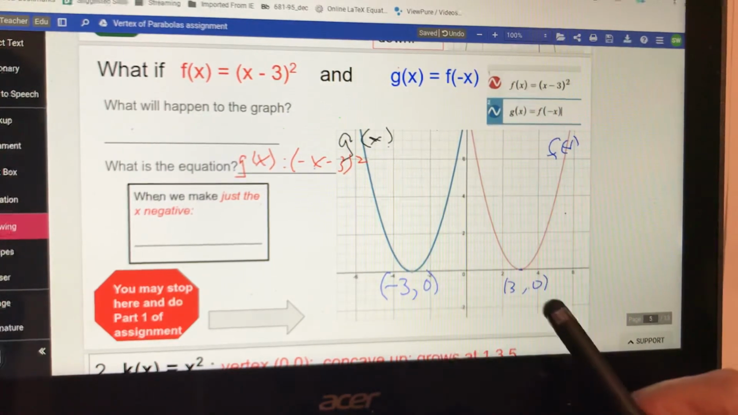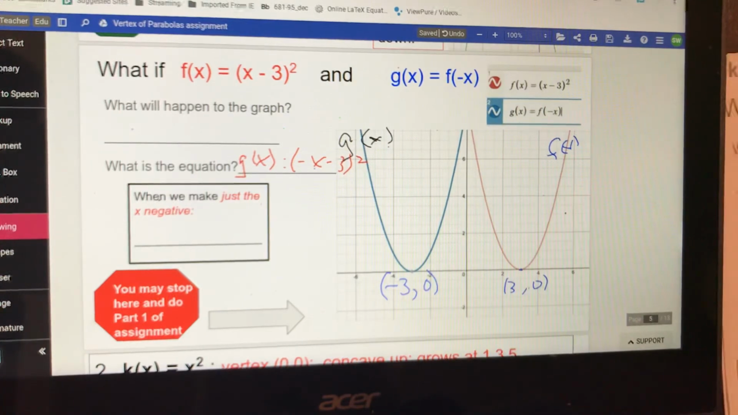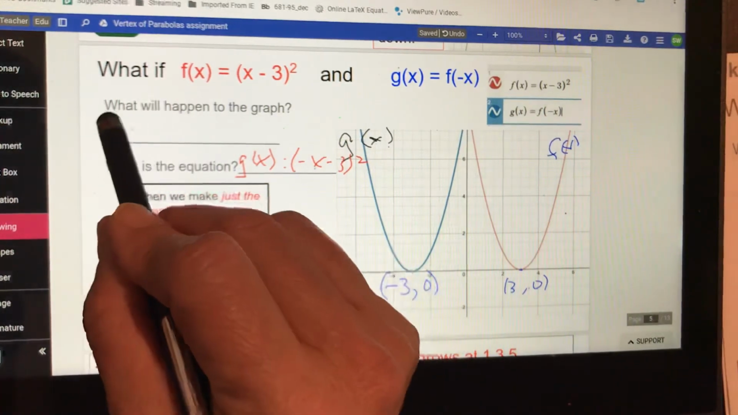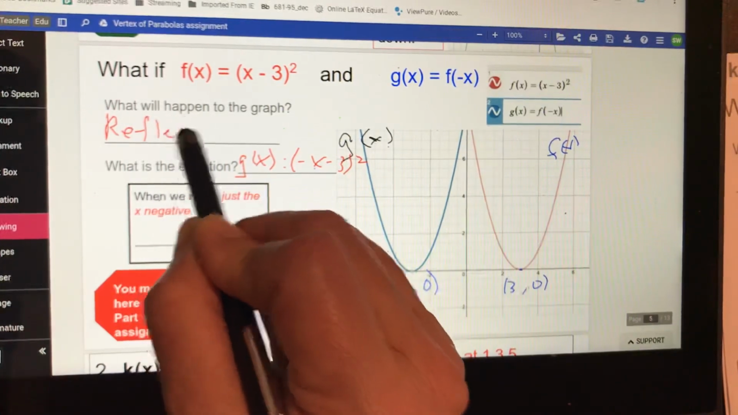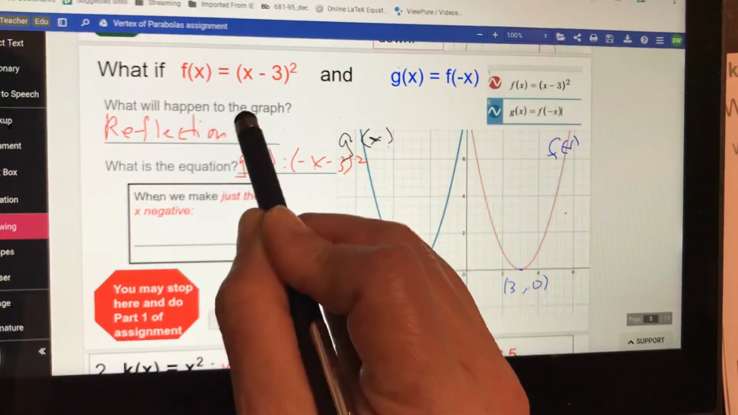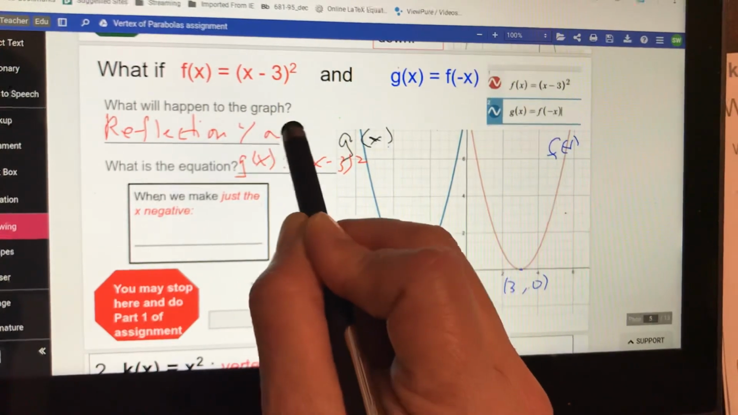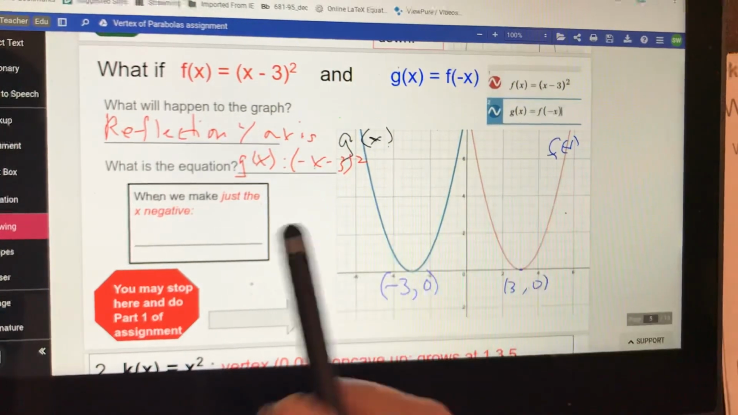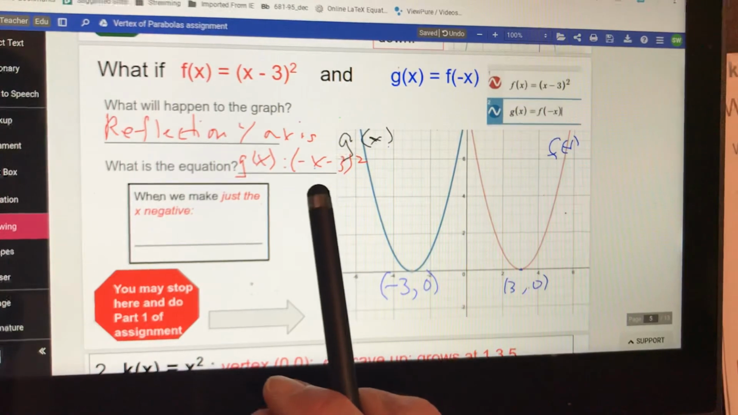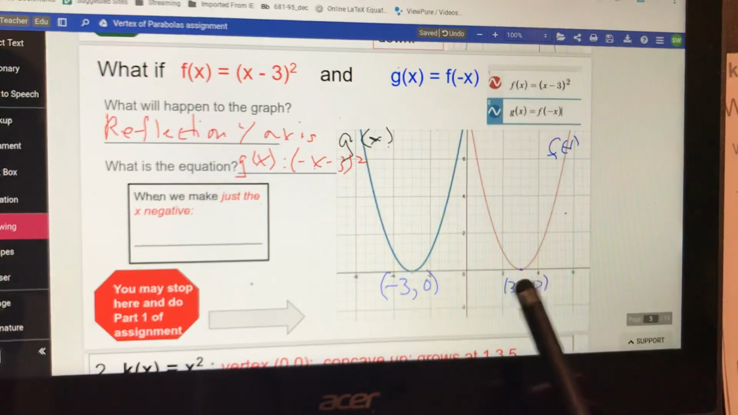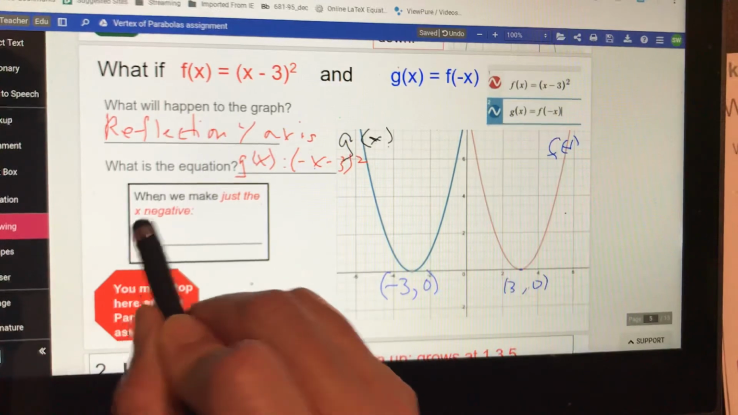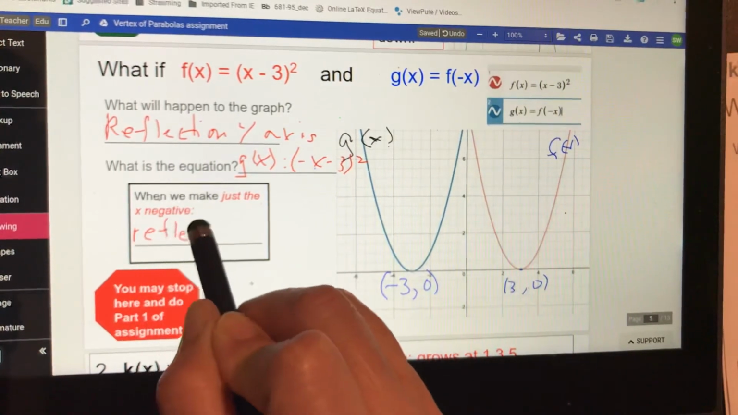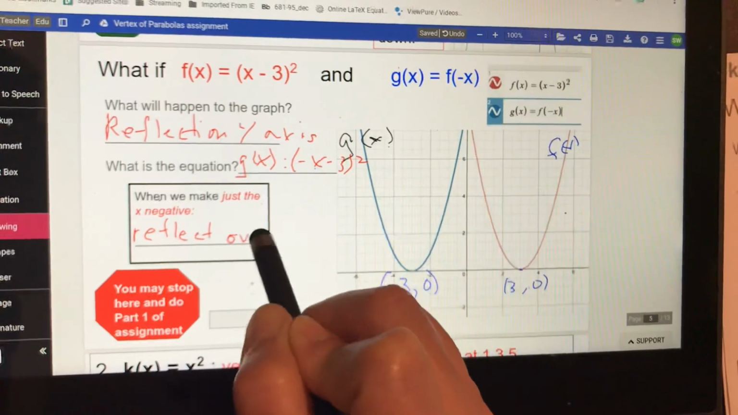Well, what happened was just the x coordinate became negative. It actually reflected over the y-axis. So when the x coordinate became negative, we had a reflection over the y-axis. It looks almost like a shift, but because if you look at the equation, we made x negative, it was just a reflection. It's like looking in the mirror of the y-axis. So when we make just the x negative, we reflect over the y-axis.